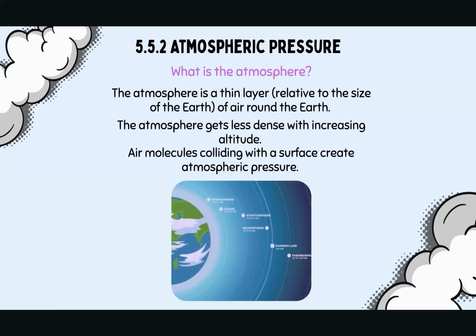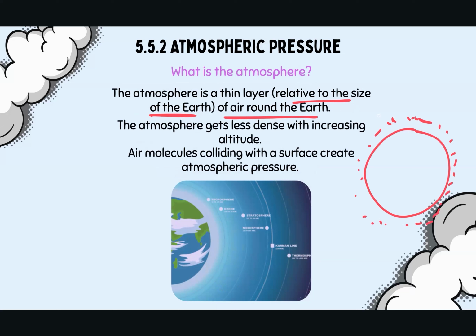So what is the atmosphere? The atmosphere is a thin layer, relative to the size of the Earth, of air around the Earth. When we say a thin layer, we're saying relative to the size of the Earth. So the Earth is a lot bigger than this thin layer. But the thin layer, if you compare it to other things, would, I suppose, be classed as something that's big.